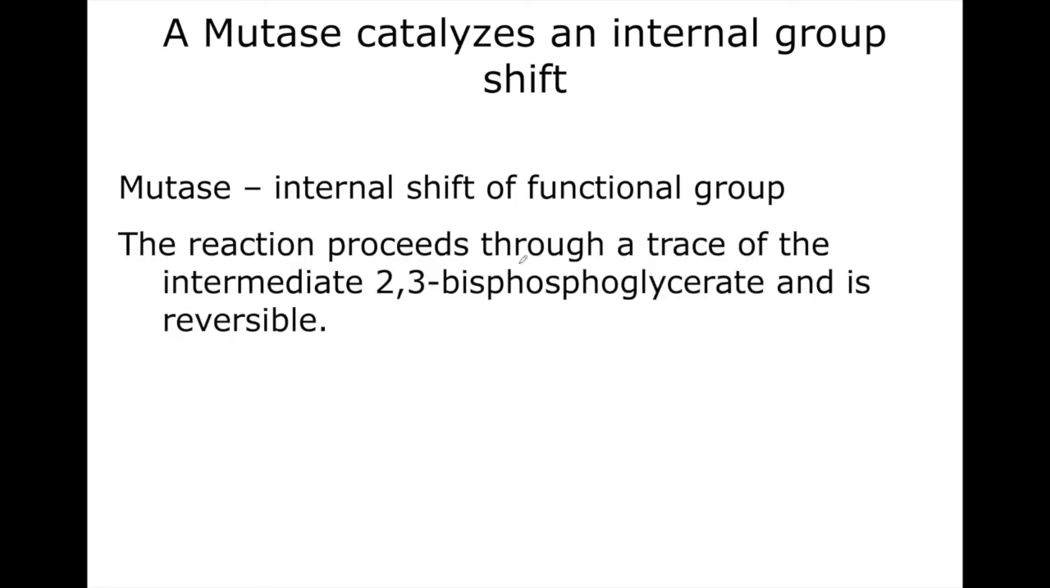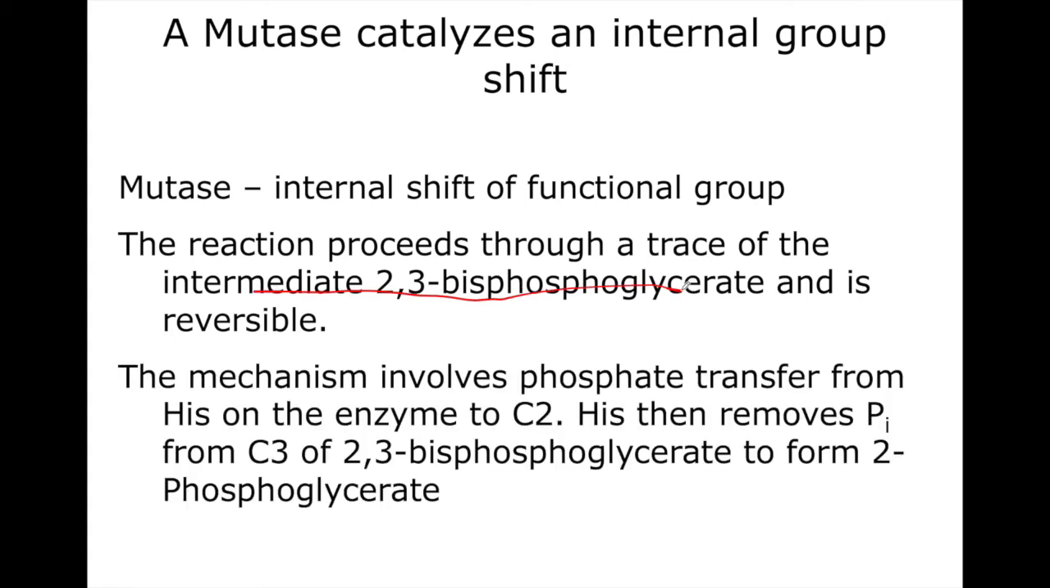So as I mentioned, a mutase is a class of enzymes that has an internal shift, or internal transfer, of a functional group. And this reaction proceeds through an intermediate, 2,3-bisphosphoglycerate, and it is reversible. Now, again, let me explain what we mean by this in just a second. The mechanism involves the phosphate transfer from a histidine on the enzyme onto the C2. Then this histidine removes the phosphate from the C3 of the 2,3-bisphosphoglycerate to form 2-phosphoglycerate. Okay, now that's a mouthful, I know.